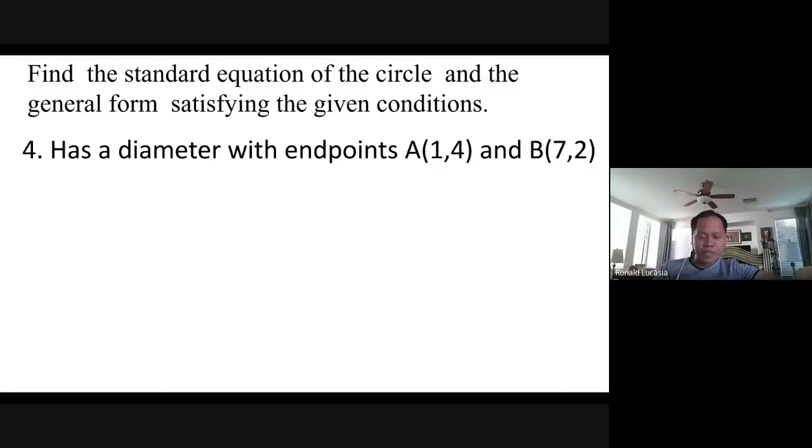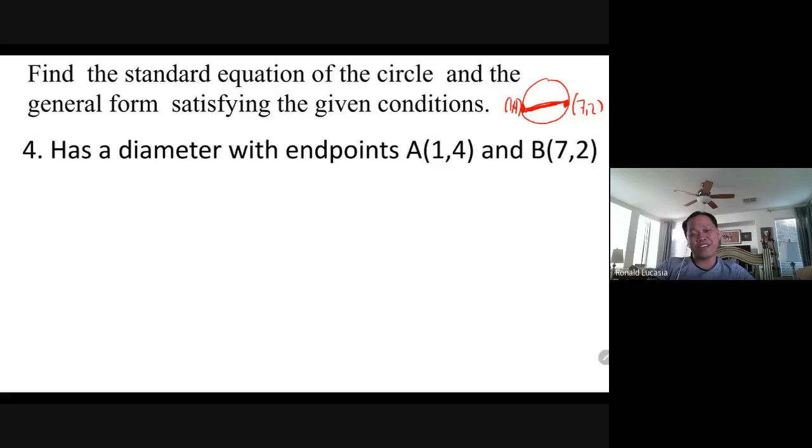Imaginein mo yung dalawang, ayoko na magbukas ng GeoGebra. Dalawang point. Meron ditong dalawang point. Kunyari, ito ay (1, 4). Ito naman ay (7, 2). Ito yung diameter niya, although hindi siya mukhang diameter. The figure is not drawn to scale. So ito yung A, ito yung B.